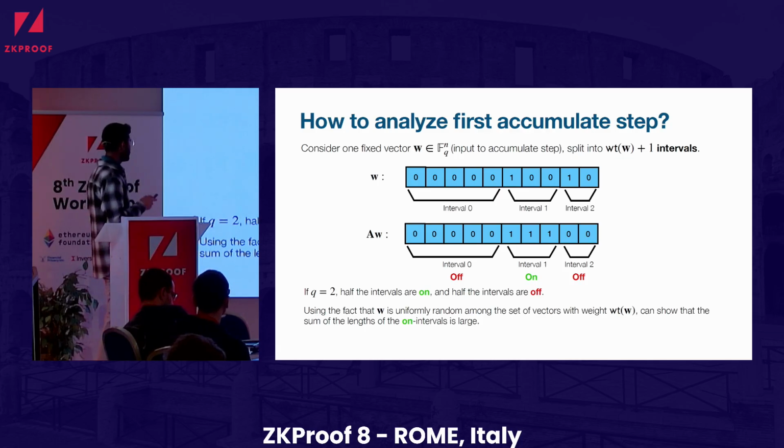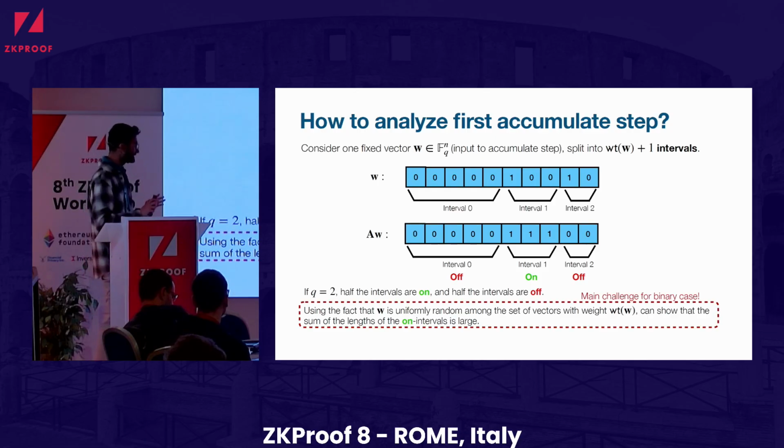So now, using the fact that W is uniformly random among the set of vectors with weight W, because we just applied the permute step just before we apply the accumulate step, we can show that the sum of the lengths of the on intervals is large. And in some ways, showing this is the main challenge for the binary case. We're not going to dwell too much on this, because we want to move on. And with this, you can argue that AW has large weight.